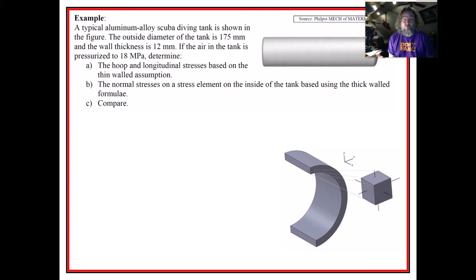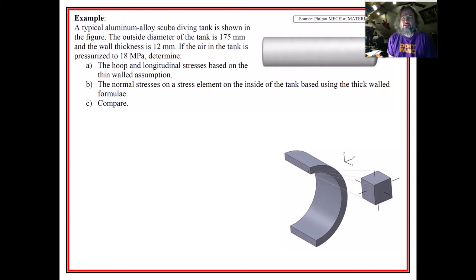that a typical aluminum alloy scuba tank, so like Scuba Steve, is shown in the figure. The outside diameter of the tank is 175 millimeters. The wall thickness is 12 millimeters. And we say if the air in the tank is pressurized to 18 megapascals, we want to determine the hoop and longitudinal stresses based on thin-walled approximation and the normal stresses on a stress element on the inside of the tank using the thick-walled formulae.